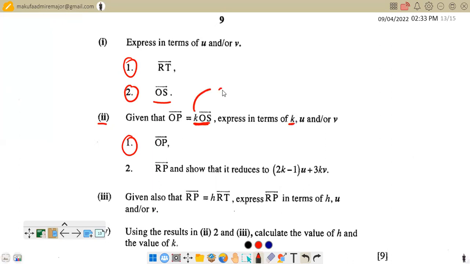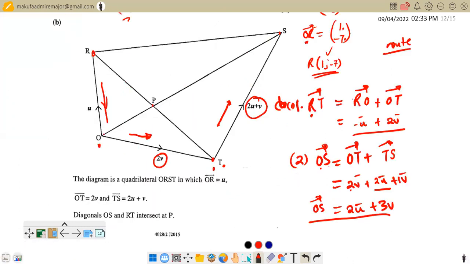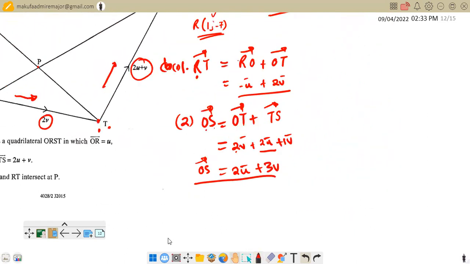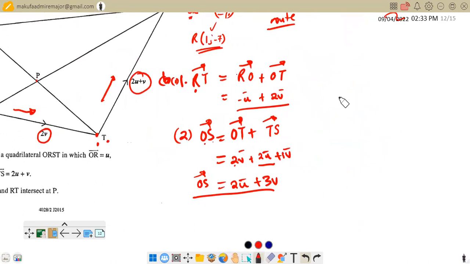So this K, remember guys, I told you that this is a constant that you'll be given, or a scalar. All right, so this is just a constant or a scalar which multiplies a vector. So OP is now written in terms of what? In terms of K. So let us get back where we are given that OP is equal to K OS. All right, so this is what you're going to do here. We are given that vector OP is equal to K times vector OS.